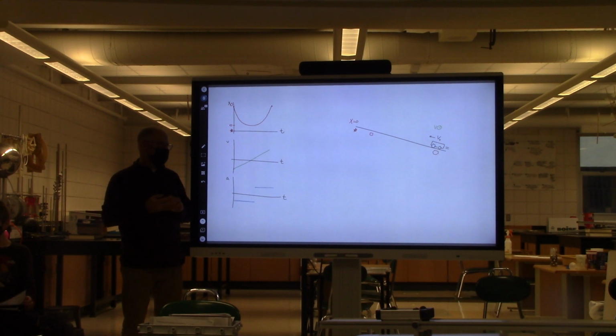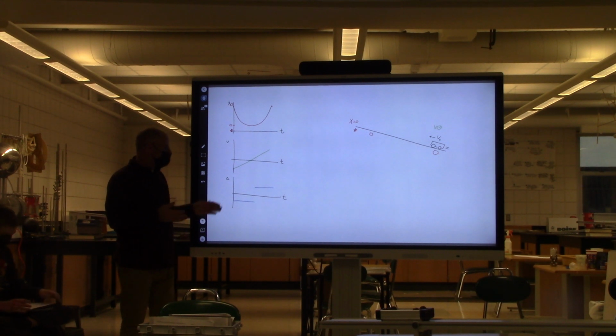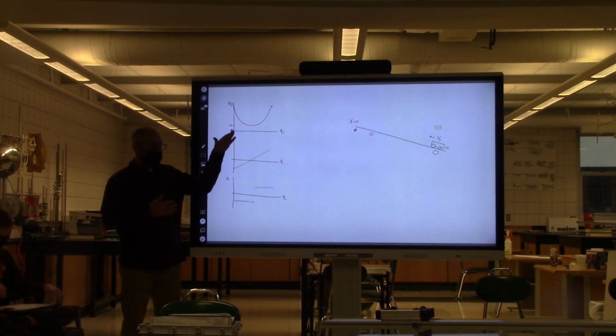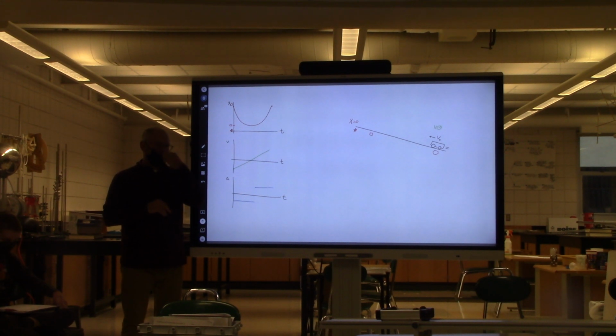Go ahead, Matt. So, for clarification, the acceleration is the slope of the velocity, right? Yes, the value of the acceleration is the slope of the velocity graph. Right, so in order for the slope of the velocity to always be positive, the acceleration also has to be positive all the time, which in that graph it's not.